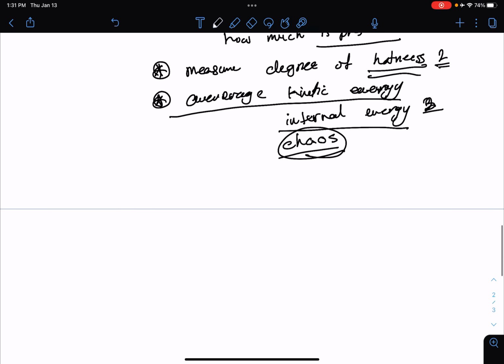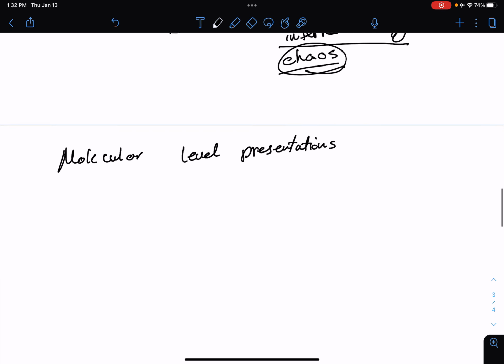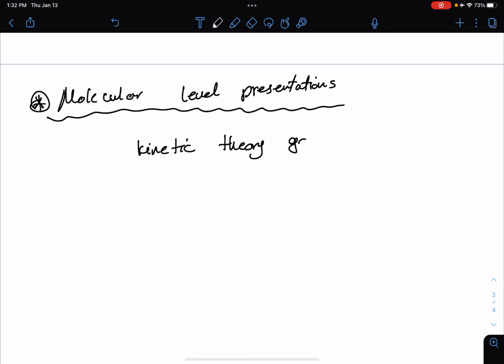So based on this idea, when we define temperature based on a molecular level phenomenon, we have to go back and have a molecular level look at things, right? We should be able to define temperature based on the molecular level properties. So the next part of this introduction is a molecular level presentation of energy transfer and heat transfer. And this is where we are going to introduce kinetic theory of gases.